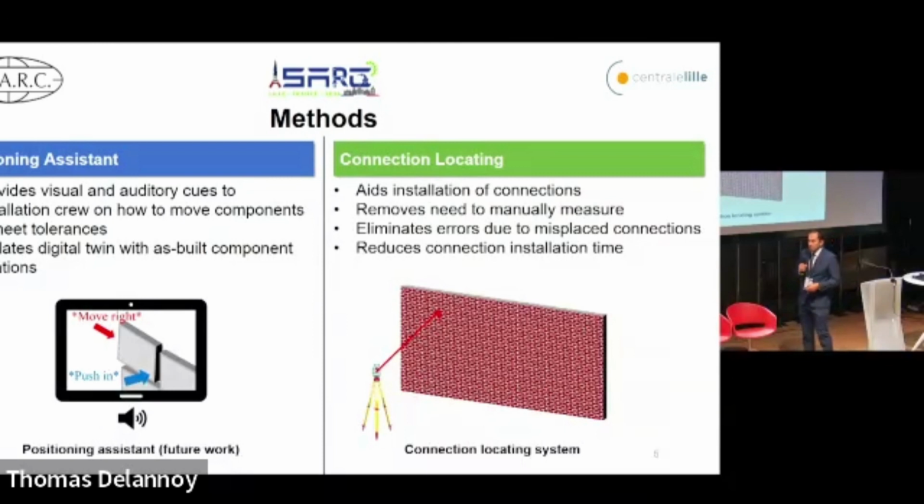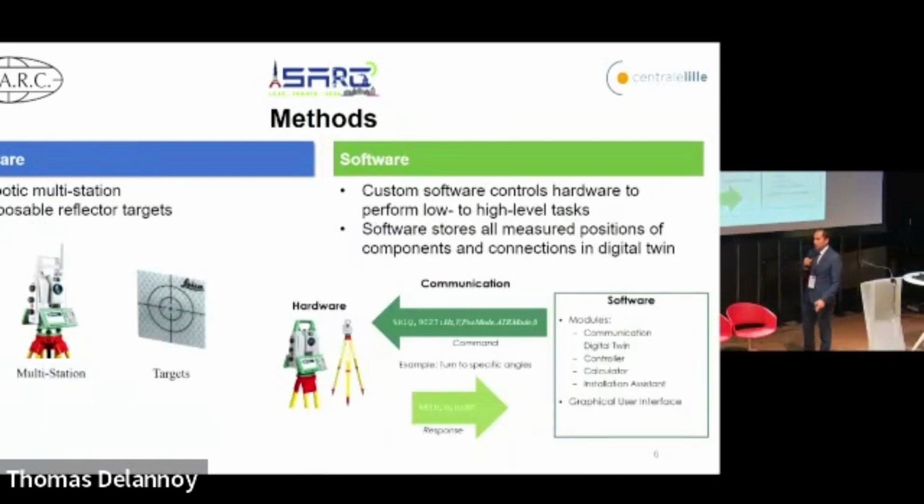What I'm gonna talk about today is the connection locating system. So this is something that is done before you install the panel, on how you install the connections accurately. So now when you're driving the panel, you know that you're gonna install it in the correct place. So for this, we use a robotic multi-station and disposable reflector targets. We are not using prisms in this case. Targets are enough. Prisms are needed for tracking. These tapes are good enough for measurements.